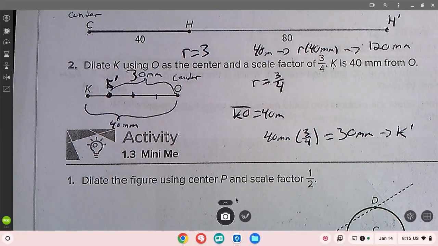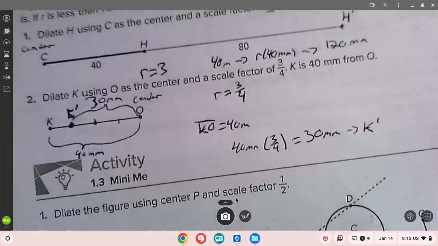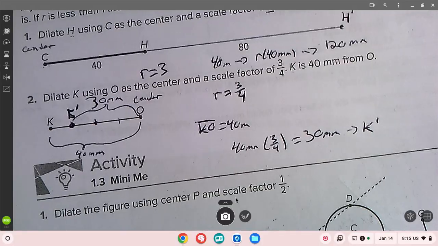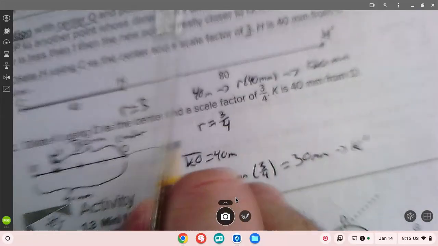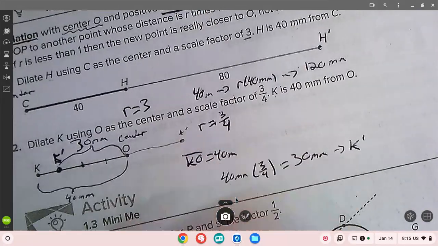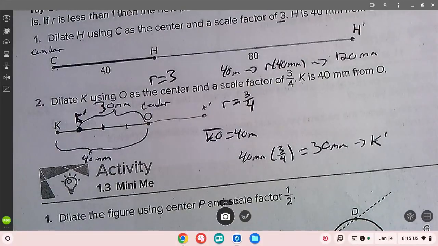So when we do scale factors, it needs to be on the exact same side as it was before. Nathan had his K prime on the right side. I'm doing this in pencil. This is incorrect because the original K was on the left side of the center. So if we want to keep it on the left side, our scale factor is going to be positive. If we want to move it to the opposite side, our scale factor is going to be negative.